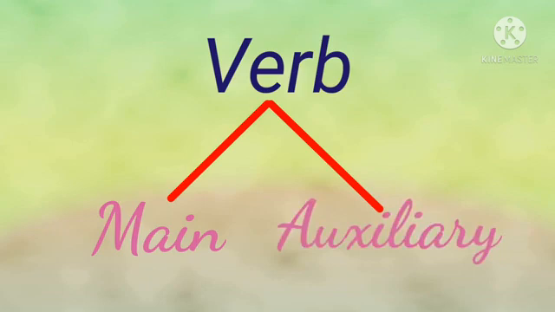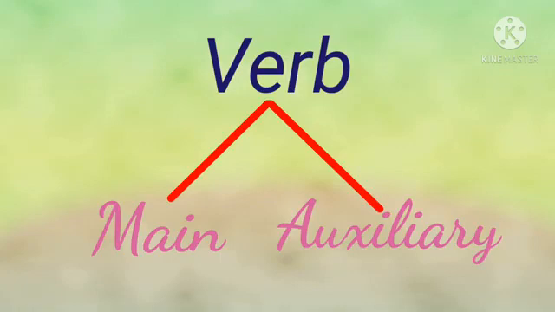The main verbs in a sentence will be the action words, whereas the auxiliary verbs will be the helping verbs which come along with the main verb to help us complete the sentence. In our example, I am reading. Reading is the main verb, whereas the word am is the auxiliary verb.